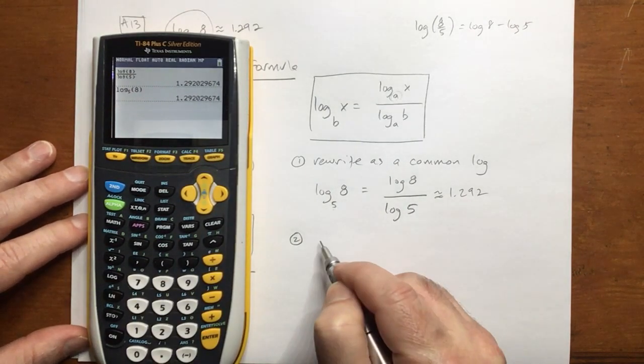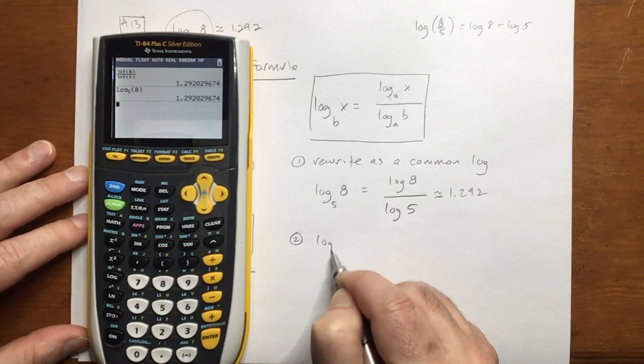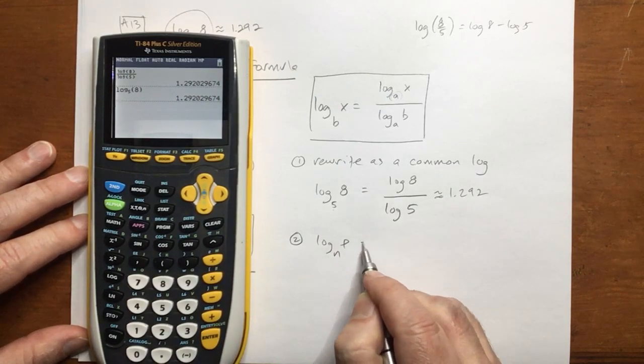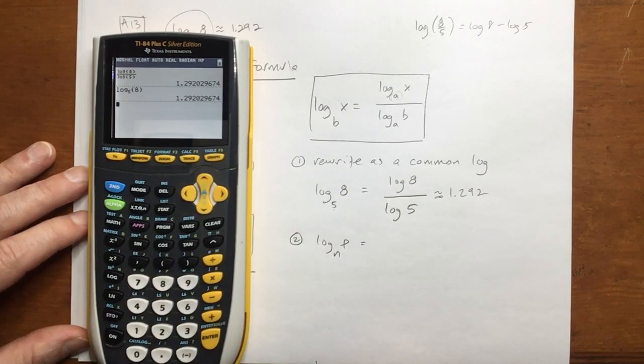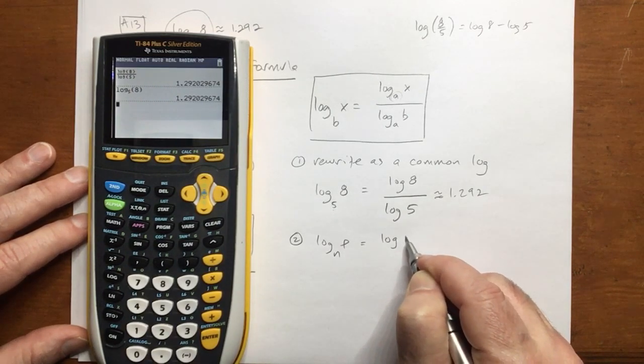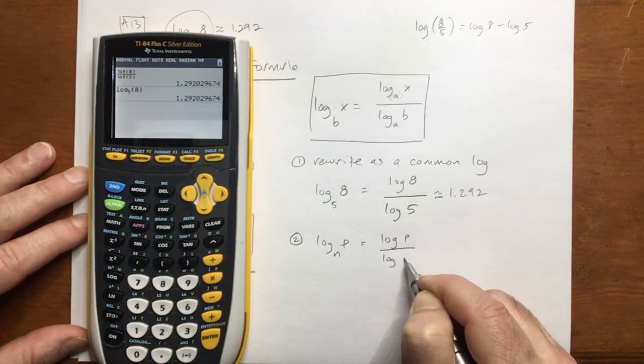So with that said, you do still need the change of base formula. For instance, if I said rewrite this as a common log, base n of p, the calculator isn't going to do that work for you. So think about what you would do here. We would have log base 10 of the high one over log base 10 of the low one.